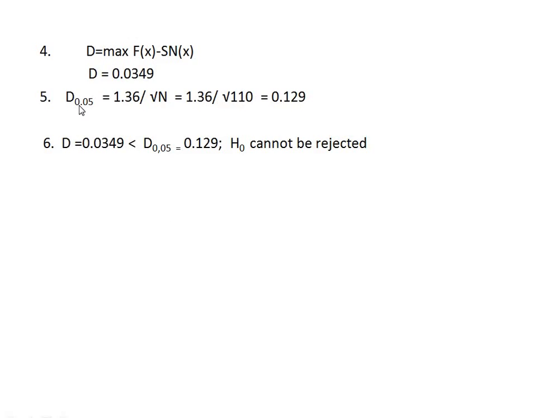The level of significance is 0.05, so it is 1.36 divided by root of n, where n is the total number of gaps. So it is equal to 0.129. Now compare this test statistic with the critical value. D is less than D alpha, so H naught cannot be rejected. That means the numbers are independent. This is how the gap test is applied on numbers to test the independence property.